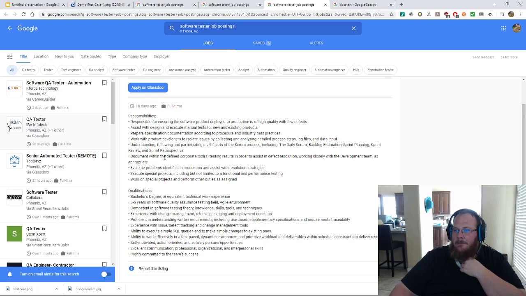Document within the defined corporate tool testing results. Okay, what they're saying here is that they have a set of tools that they use. They like the tools. They want to keep using those tools. You might have experience with other tools that you like, that you're more qualified in. That's cool. We don't want to use those. We want to use our tools.